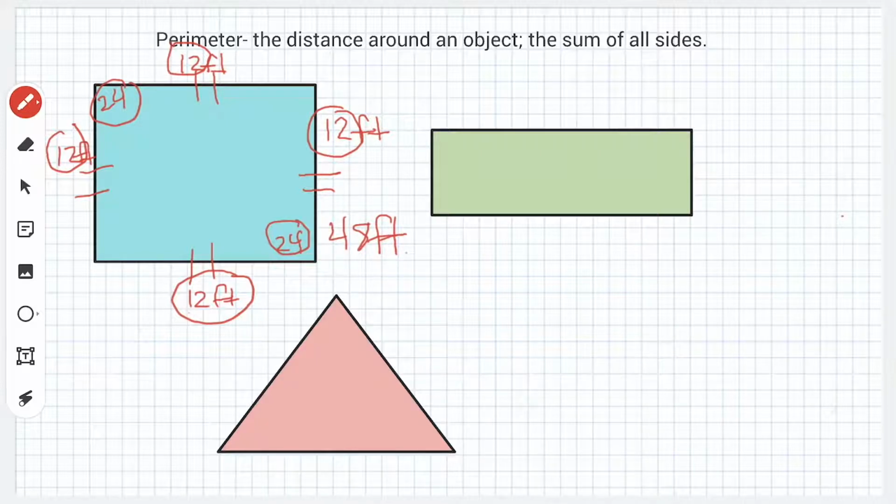Let's check out this rectangle. A rectangle is different from a square in that not all sides are equal. However, corresponding sides are. This side is equal to this side, and this side is equal to this side. So if I know the length of one of them, let's say this is 6 inches, I also know the length of the corresponding side.